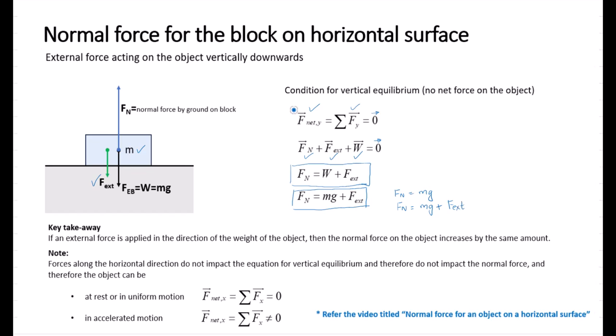So let's try to understand this with an example. Let's take the mass of the object as 2 kg, and therefore the weight of the object will be 2 times acceleration due to gravity, which, if I simply take it as 10, will be 20 Newton. And let's say it's given that the external force being applied has a magnitude of 15 Newton. So if the condition for vertical equilibrium has to be met, then the normal force that the ground should apply on the block should be equal to 20, which is the weight of the object, plus 15, which is the external force, which is 35 Newton.